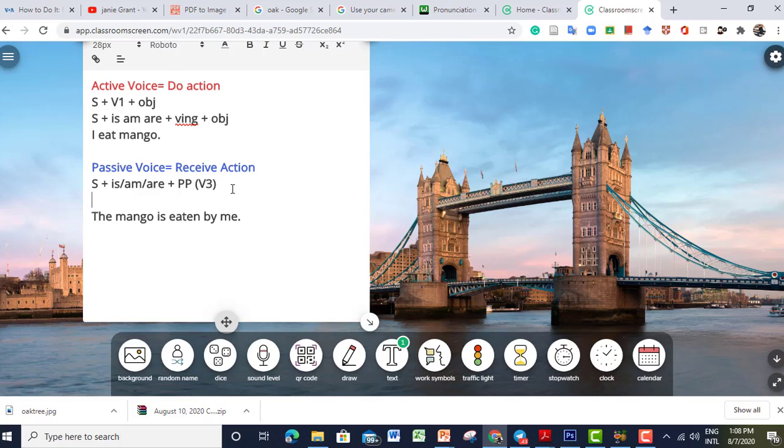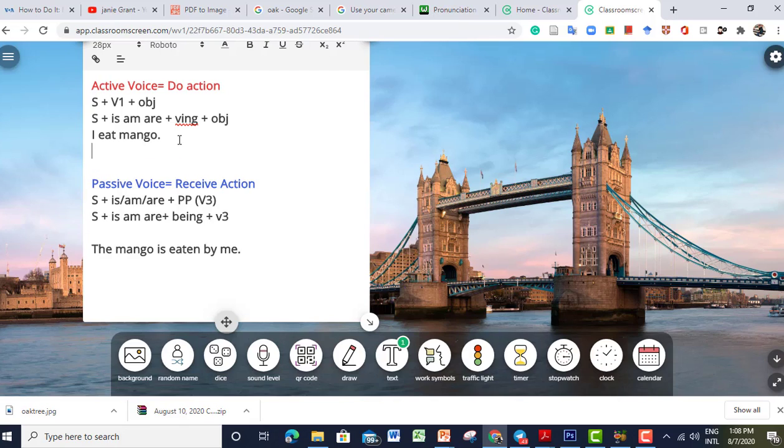Whereas in the present continuous passive form we use subject plus is, am, are, plus being, and plus verb 3. So remember, all the passive forms use verb 3, even in the progressive. Okay.